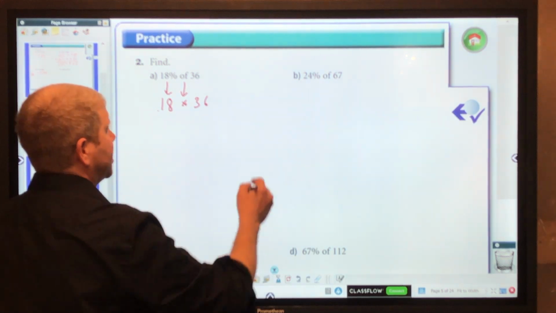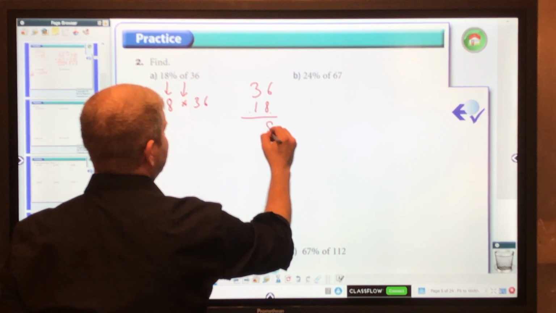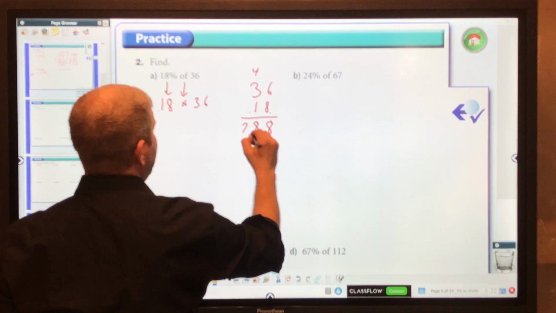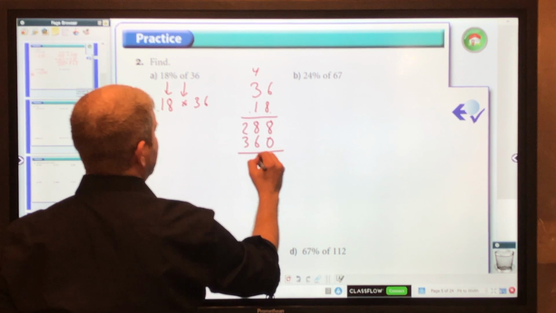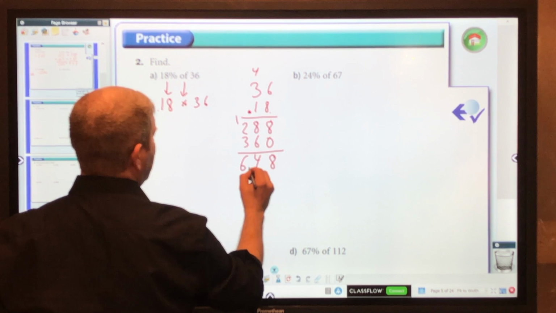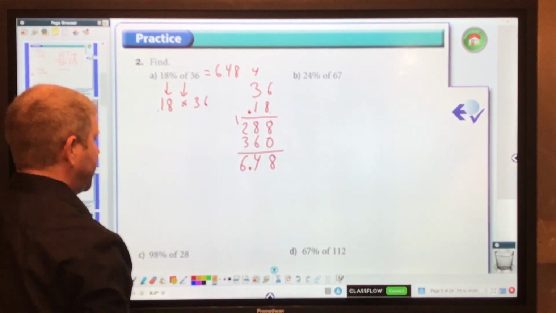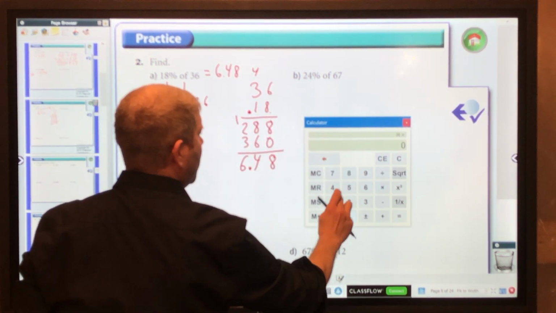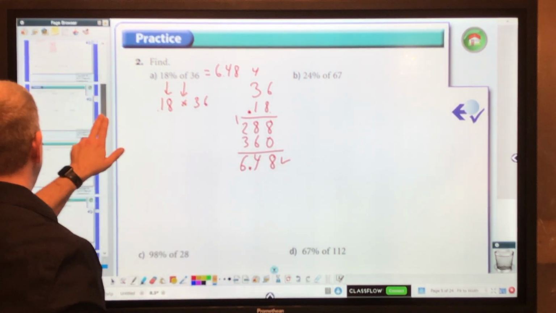So 0.18 times 36. So 36 times 0.18: 8 times 6 is 48, 8 times 3 is 24, plus 4 is 28, bring down a 0, 1 times 6 is 6, 1 times 3 is 3. My answer will be 648, and because I've got a decimal here, that's 2 decimal places over, it's going to be 6.48. Very simple. I can pop up my calculator, check that again, 36 times 0.18, and boom, 6.48, I am correct. Let's go to another question.